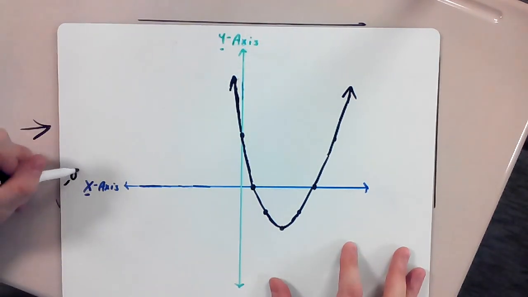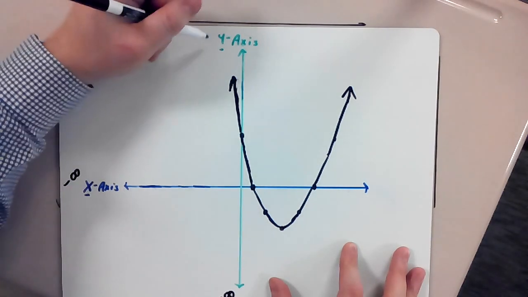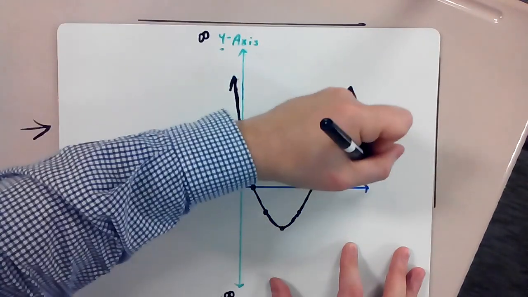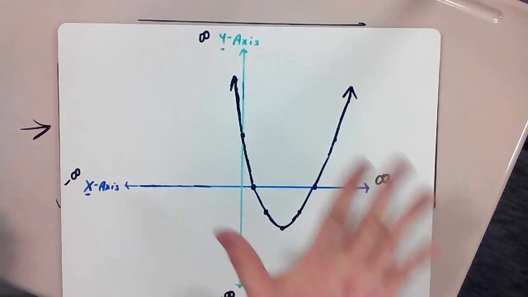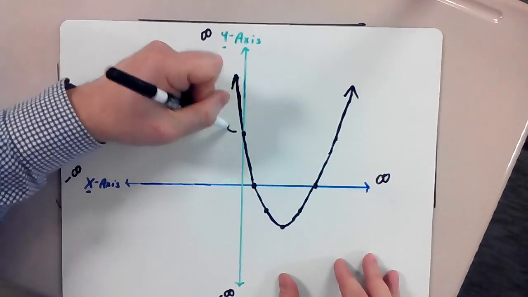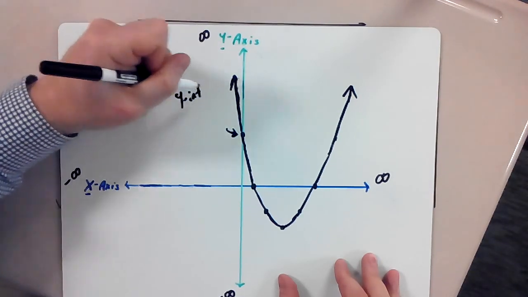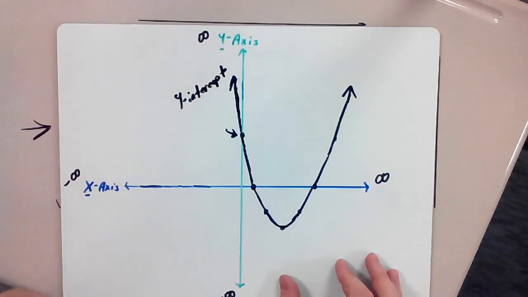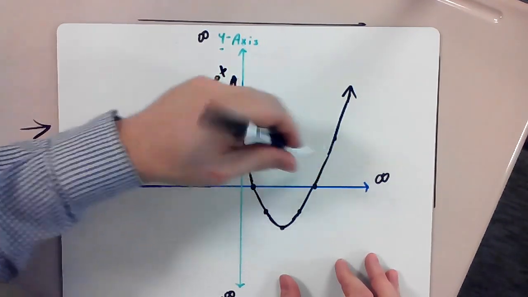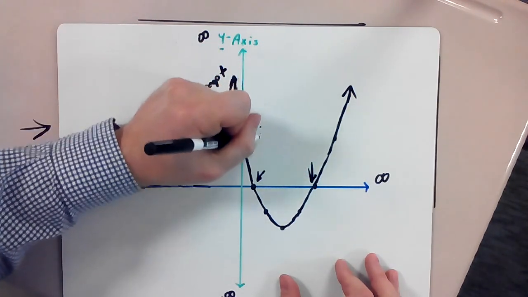This here is negative infinity. This is negative infinity. This here is positive infinity. And this is positive infinity. A couple of things we want to look at here. This here is a y-intercept, or the point where the graph crosses the y-axis. These guys and these guys are x-intercepts.